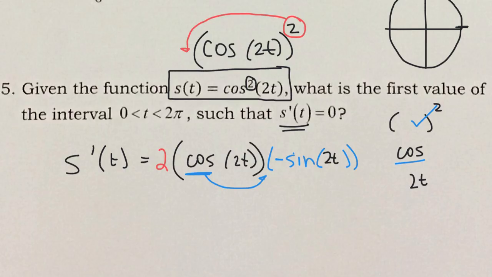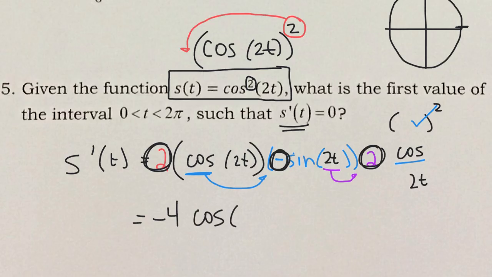But now we're down to our last derivative. What is the derivative of 2t? Well, that is a 2. Okay? So that is a chain rule, right? Anytime we have a trig, we're going to be using a chain rule derivative in order to do that. So a little bit of simplification. I have a 2 times -1 times 2, which is -4 cosine of 2t times sine of 2t.